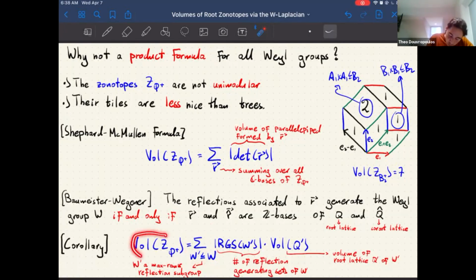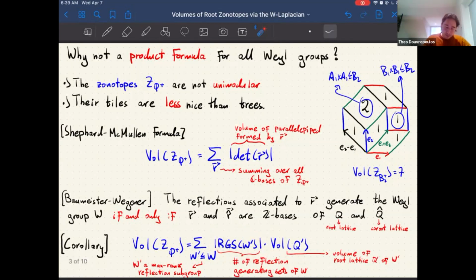You can say that the volume of the root zonotope is the collection of all those sets of reflections that generate a maximal reflection subgroup, and you multiply that by the volume of the root lattice. So the volume of the root lattice is the same as this determinant calculation, is the same as the normalized volume of the corresponding parallelogram. So nothing weird is happening here. I'm just saying that you can have a formula where a factor will be the number of reflection generating sets, and that might be a difficult thing to calculate.